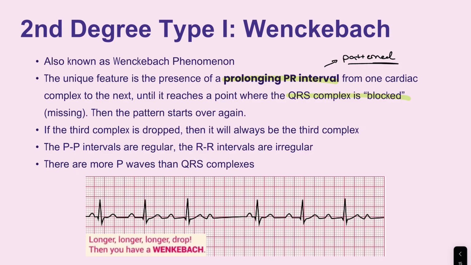So again, if we were to highlight and kind of map out here, so this is our first, you see how short that is. Then we get a little bit longer and a little bit longer, and now we have a P wave, but we don't have any sort of QRS complex. And then we start over. We have short, a little bit longer, P wave, no QRS complex. Longer, longer, longer, drop, then you have a Wenckebach. This is second degree type 1.